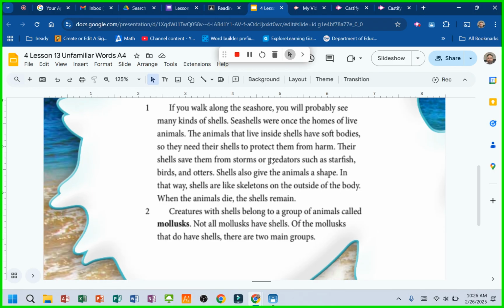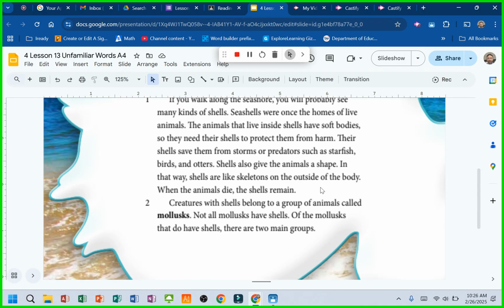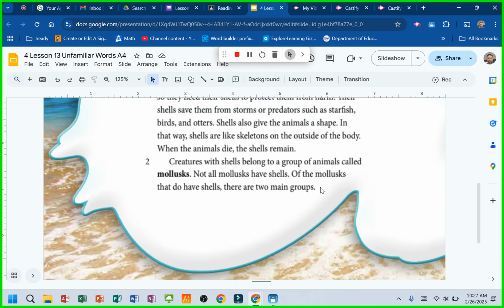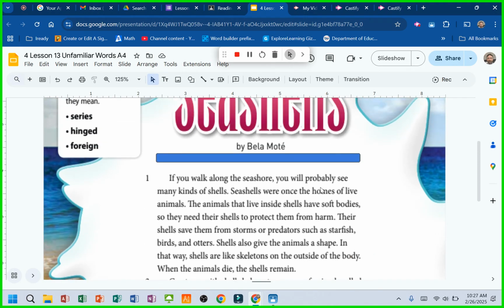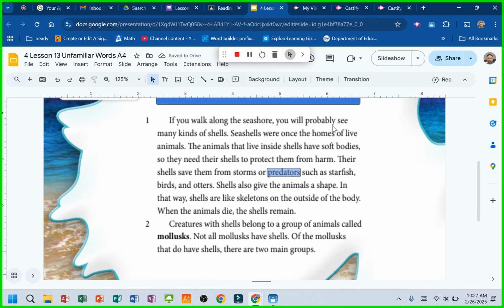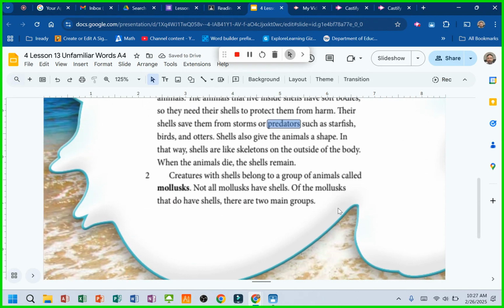So predators might be a word that is a little unfamiliar, but there's definitely some words around it that give you an idea of what that word means, right? Creatures. And so if you wanted to, like we did before, you can highlight a word that you might not know, right? And then you can change the color and highlight the clues around it.